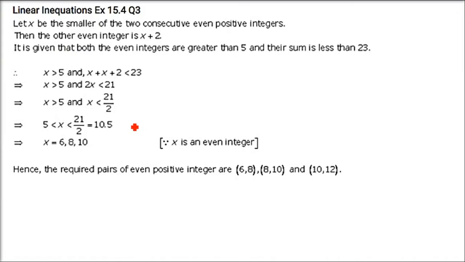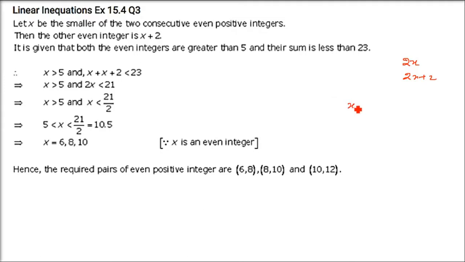Now the next is: find all pairs of consecutive even positive integers, both of which are larger than 5, such that... First of all we have to understand that it is even positive integers. How to make an even number? Take x and multiply it by 2. The other number will be 2x plus 2. This way you can also do it, but there is a simpler way.